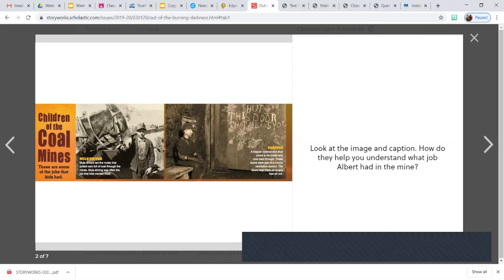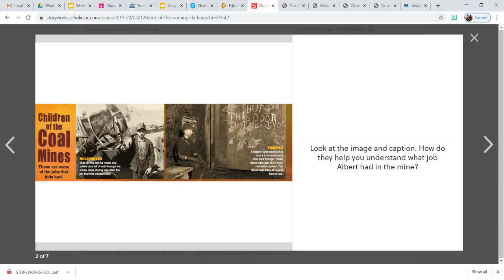Mule driver. A mule driver led the mules that pulled cars full of coal through the mines. Mule driving was often the job that kids wanted most. And the other picture shows a trapper. A trapper opened and shut doors to let mules and coal cars through. These doors were part of a mine's ventilation system. The doors kept fresh air in and bad air out.